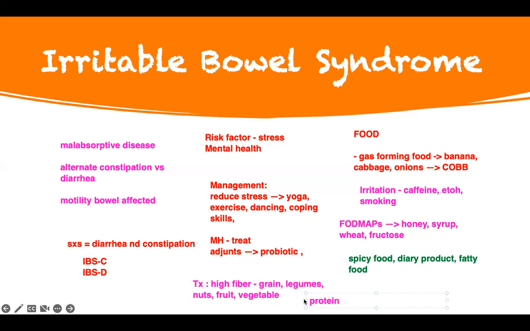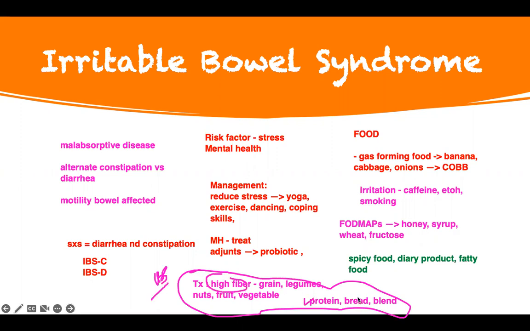Protein is good for them. And bread and bland food. Okay. So protein, bread, bland food, and a high fiber diet. This is what these people need. They should not eat anything from the ones we listed. So this is what IBS people should stay on. High fiber diet, protein, bread, and plants.